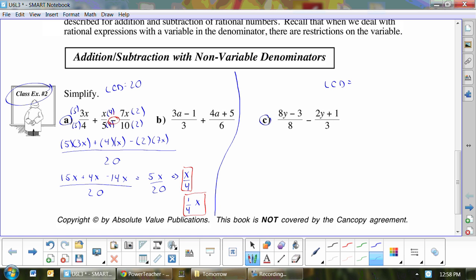Okay, so if we look at C, what is our LCD? Can someone put up their hand and let me know? Yeah, Kevin? Yeah, 24. So we just do it the exact same way. Multiply both the top and the bottom by 3 in the first one and then by 8 in the second. So we go 3 minus.